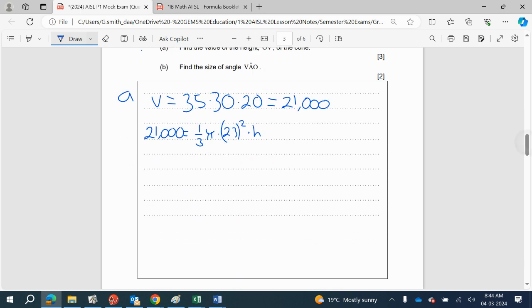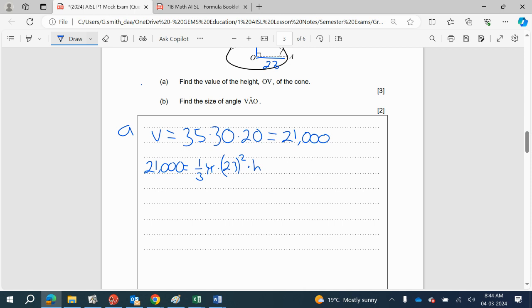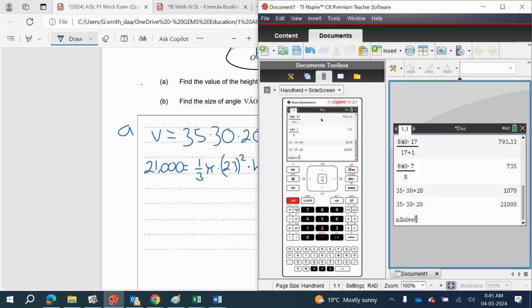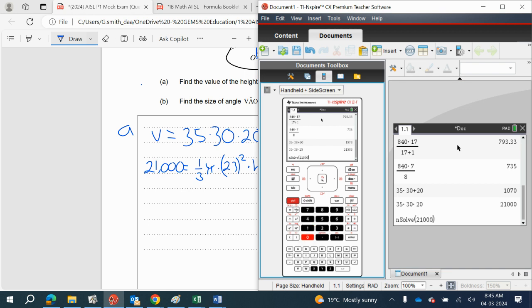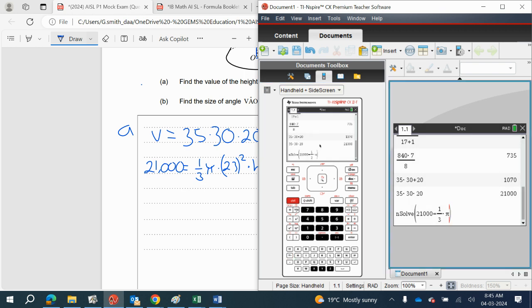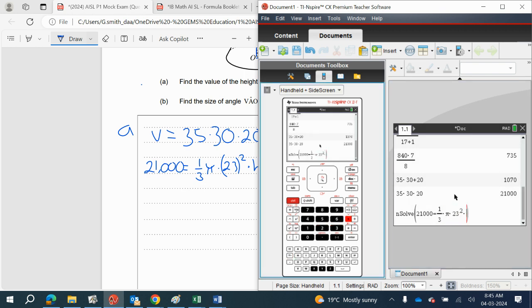So how can we find the height now? N-solve. So let's put this into the calculator. We've got menu, algebra, N-solve. 21000 is equal to 1/3 times pi times 23 squared times h, and then we want to solve for the variable h.